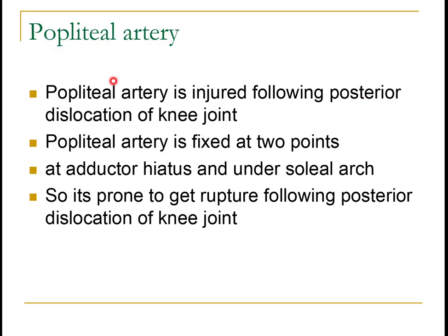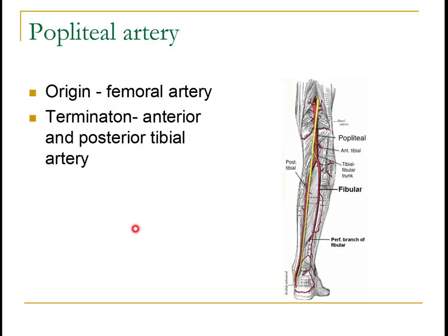So, the structure involved is the popliteal artery, which is commonly injured following the posterior dislocation of the knee joint, because the popliteal artery is fixed at 2 points. One is at the adductor hiatus and the second one is under the soleal arch. So, it is more prone to rupture during the posterior dislocation of the knee joint.